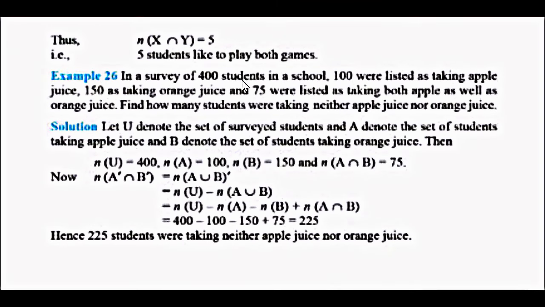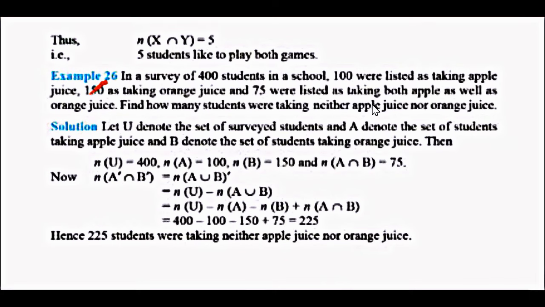Next, in a survey, 400 students are in schools. So we are talking about a universal set where we have 400 students. 100 were listed as taking apple juice, 150 take orange juice, and 75 take both apple and orange. So n(A intersection B) is 75. n(U) is 400. n(A), if you say for apple, we take A, so n(A) is 100. n(B) is 150 because we take B for orange juice.